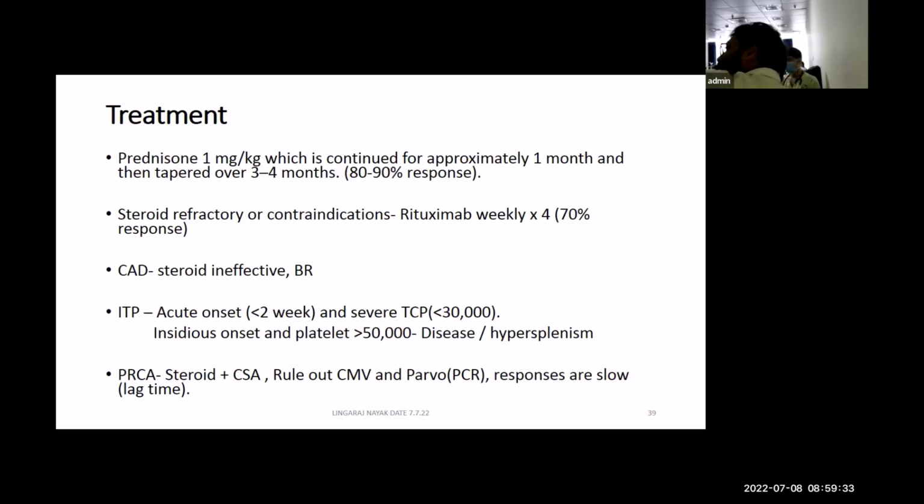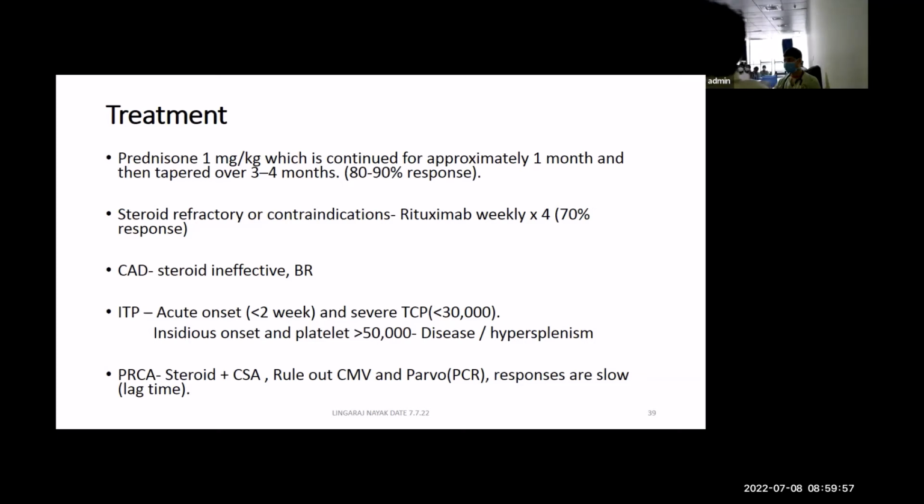The third is PRCA, that is pure red cell aplasia. Again, only anemia. You don't have thrombocytopenia or any other feature, and you diagnose it by doing a bone marrow and looking at the erythroid group. If it is completely absent, then it is a PRCA, and you have to rule out CMV and parvovirus in this group of patients. These are common causes, and the treatment is steroid and cyclosporine.